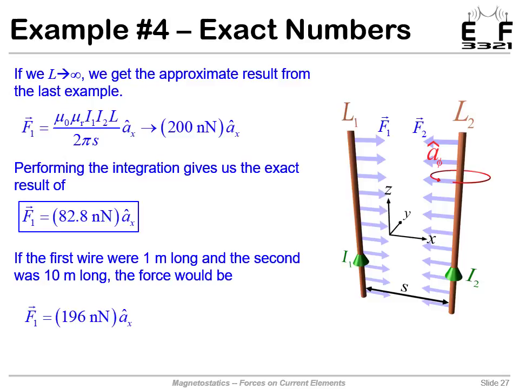Now, just for interest, if the first wire was 1 meter long and the second was 10 meters long, so it's a little bit asymmetric, and we can't use that approximate approach, we have to use the integral, we still get 196 nanonewtons.